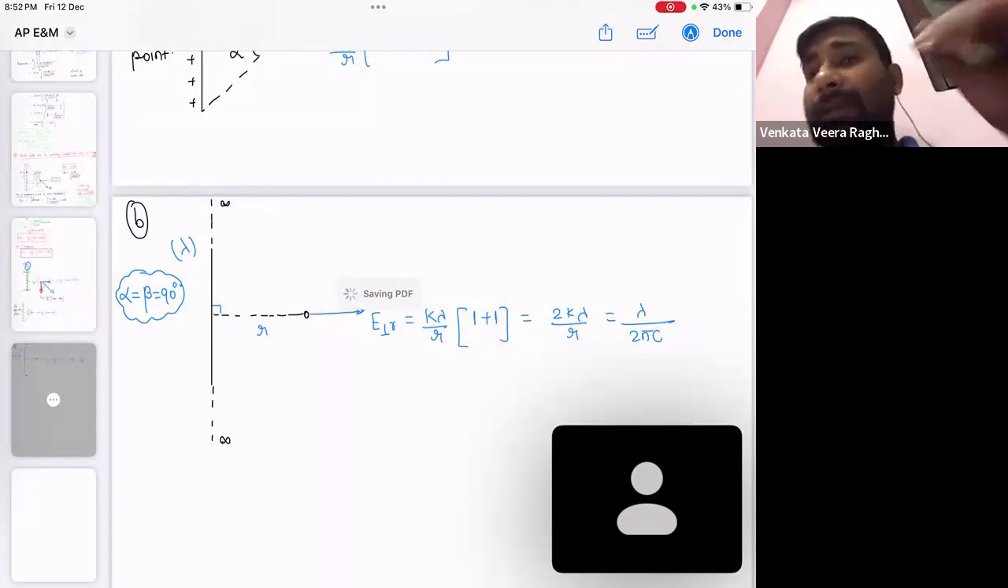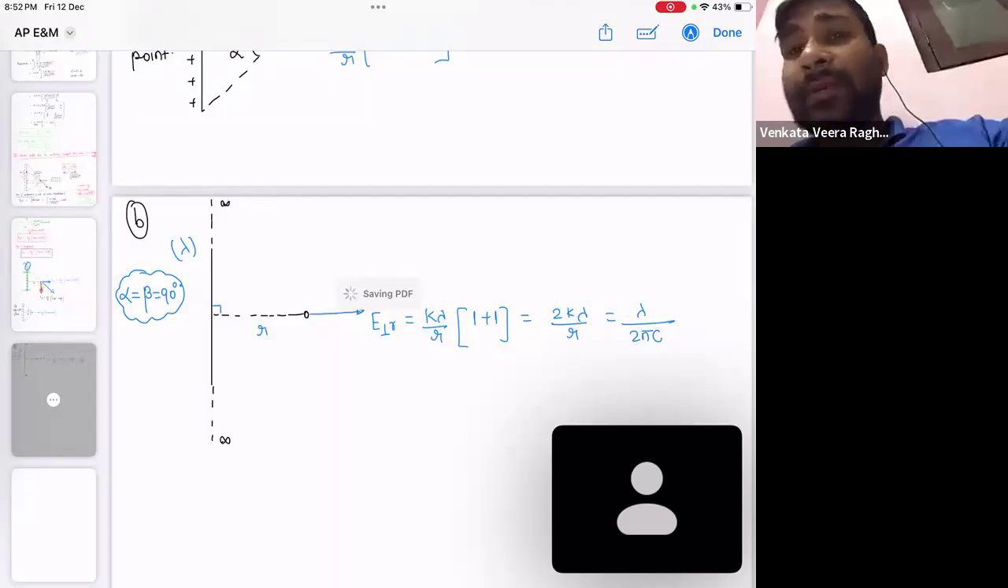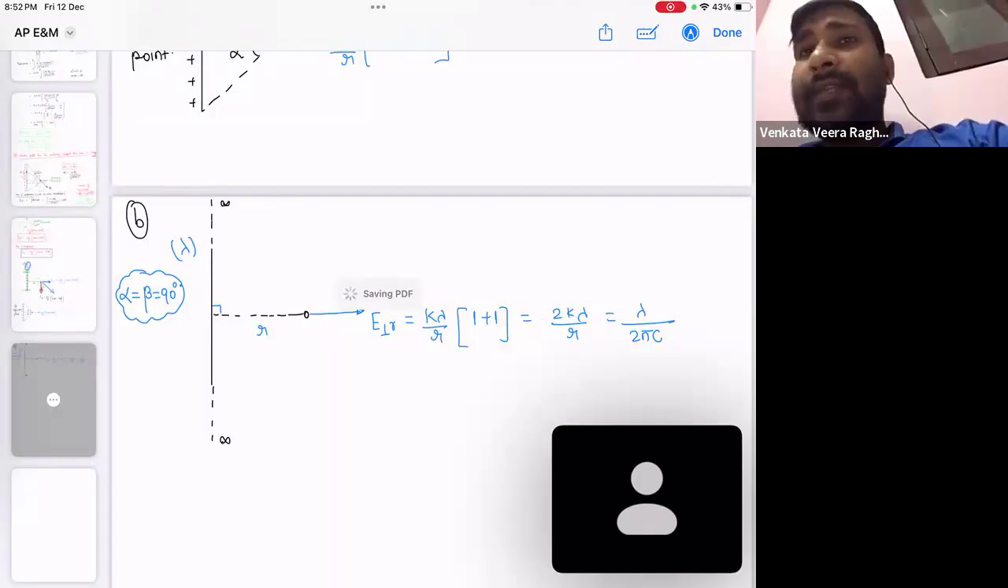Okay? Please tell me, for an infinite wire, what will happen? Alpha and beta are going to be what? 90 degrees each. So we will get the field as how much? Lambda by 2 pi epsilon naught r.